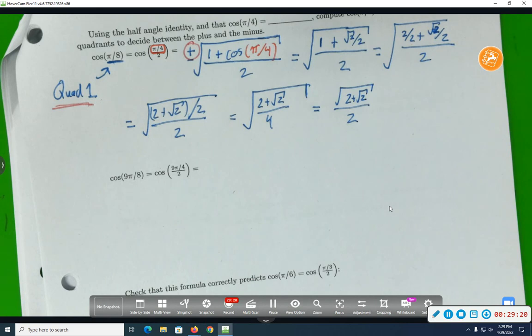But here's the point. Now you don't need to remember that formula. You know trig functions at pi over 4, so you can figure out trig functions at pi over 8.